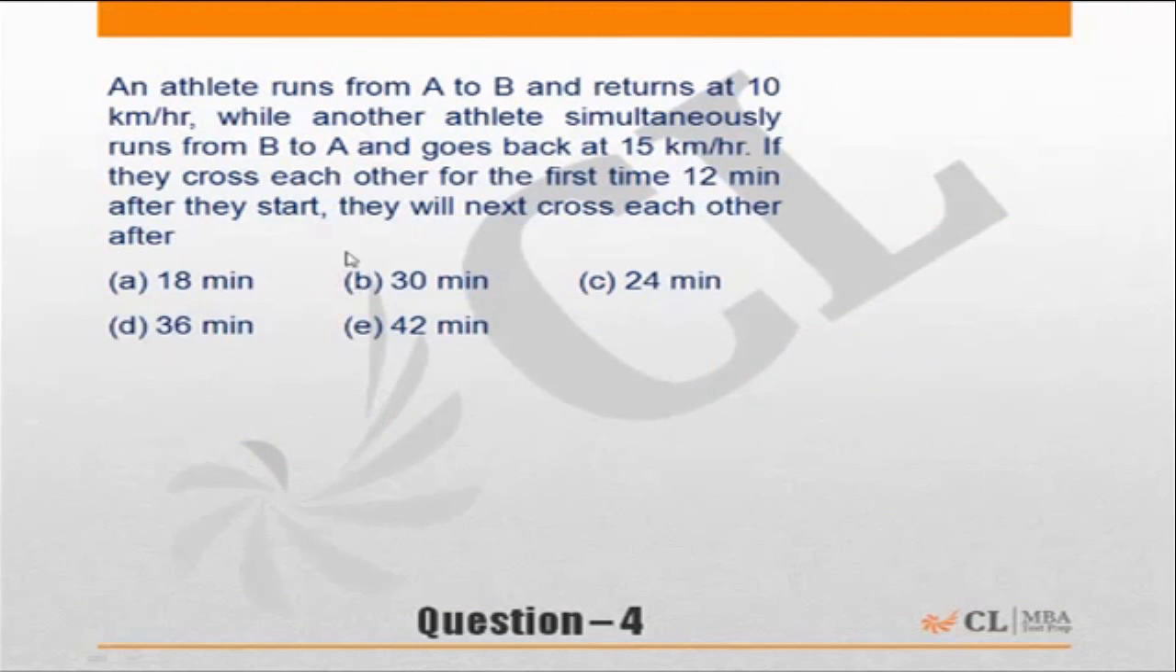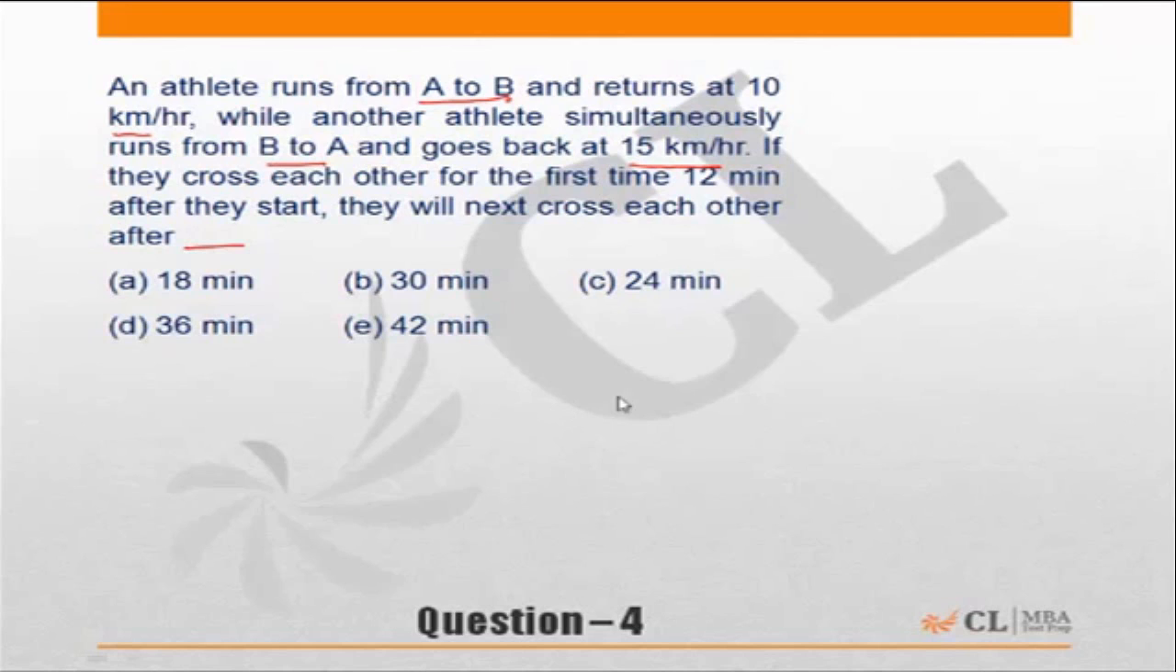Question 4. An athlete runs from A to B and returns at 10 kilometers per hour, while another athlete simultaneously runs from B to A and goes back at 15 kilometers per hour. If they cross each other for the first time 12 minutes after their start, they will next cross each other after how much time?